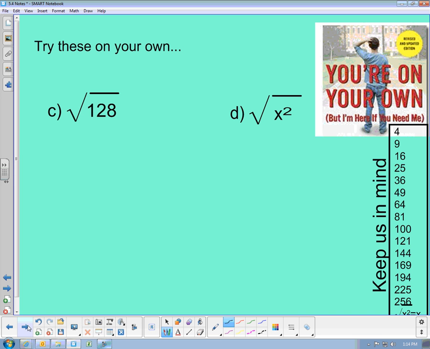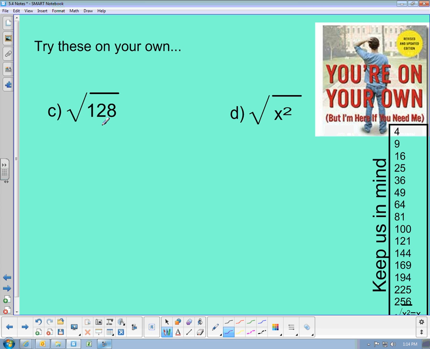Let's take a look at part C. In part C, I have the square root of 128. Now, if you're not sure what to break this down into, let me show you another way that would help you. Sometimes it's not easy to pick out the perfect square. So if I just go ahead and break this apart, start by just dividing.